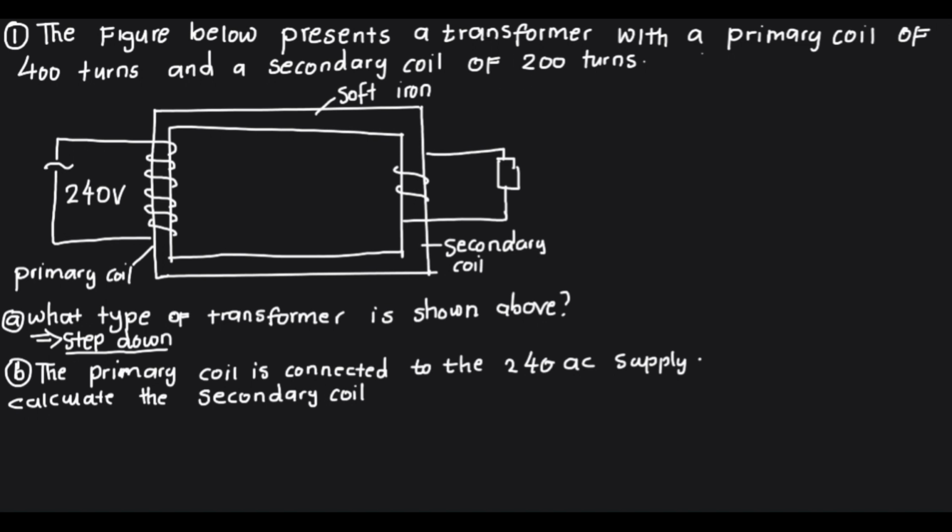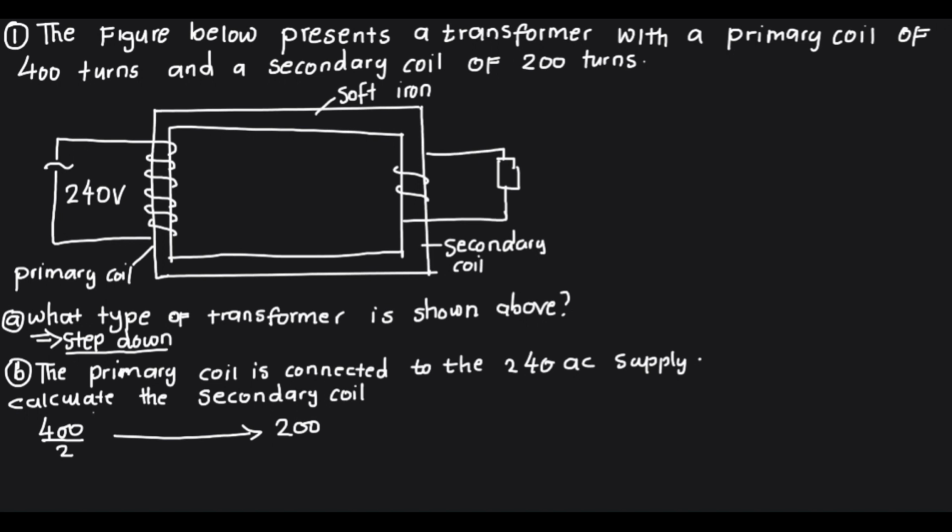Now, first we'll begin with the number of turns. For the primary coil, we have 400 turns. Then the secondary coil has 200 turns. Since the number decreased, this means that there was a certain number that was used to divide 400 with. So if we divide 400 by 200, it is 2. So this means that 400 divided by 2 will give us 200.